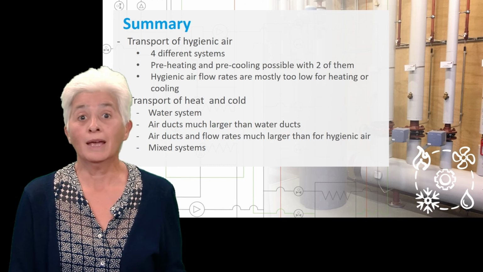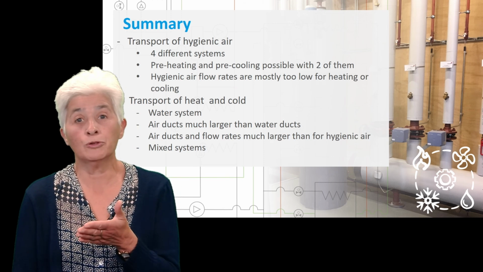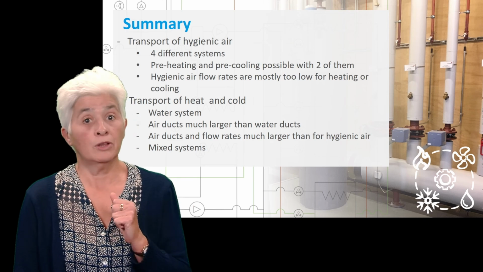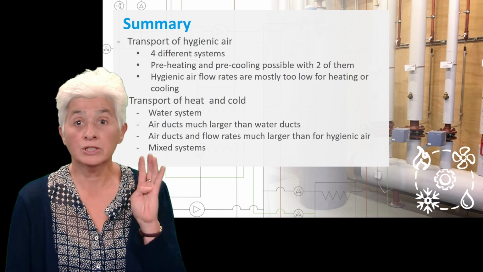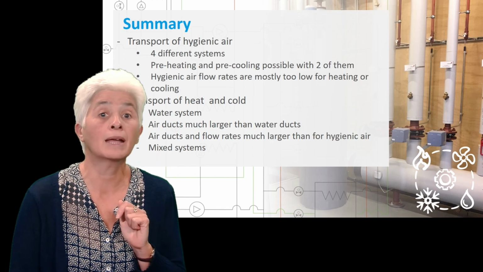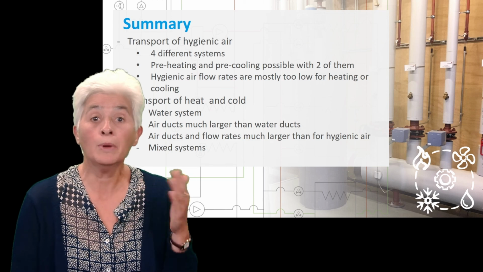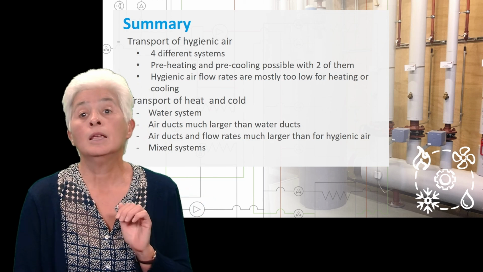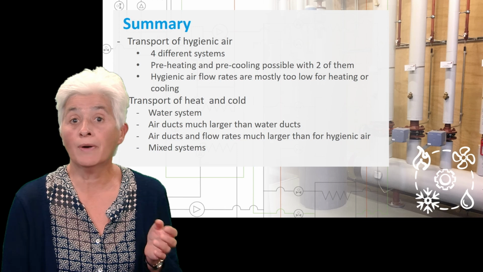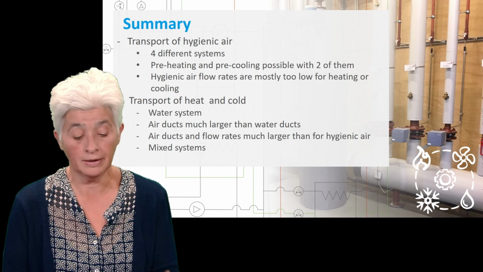Summarizing, you must make a difference between the transport of hygienic air and the transport of heat and cold. For the transport of hygienic air, 4 systems can be used, and only 2 of them, mechanical supply and exhaust, allow for preheating or pre-cooling of the air. In most cases, the flow rates of hygienic air are not enough to fully heat or cool a building.